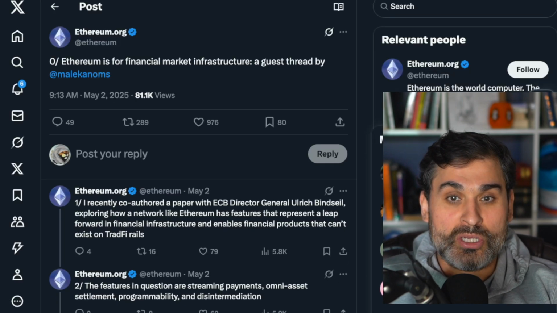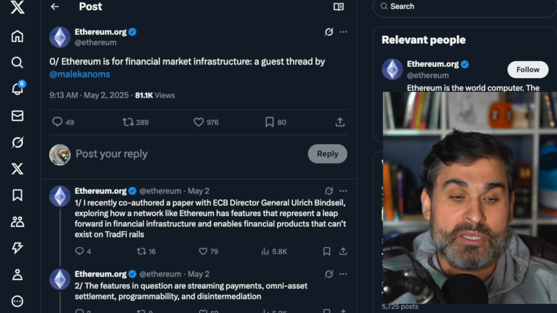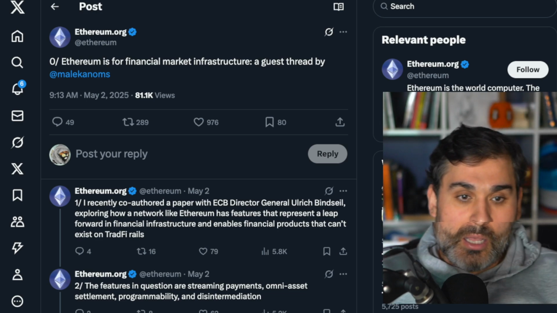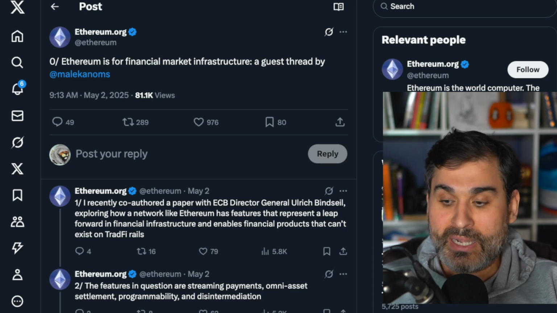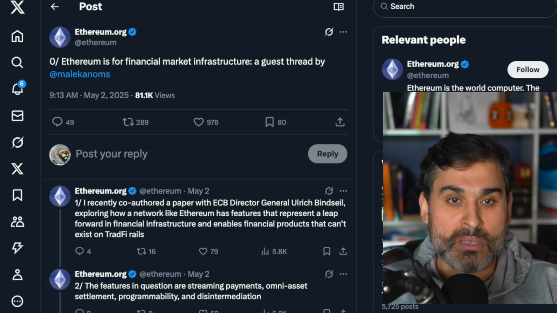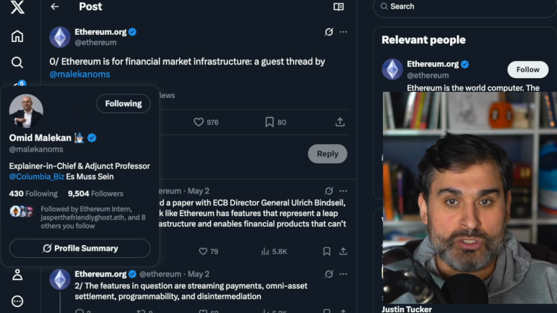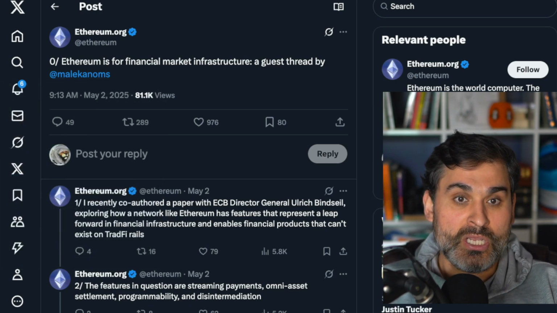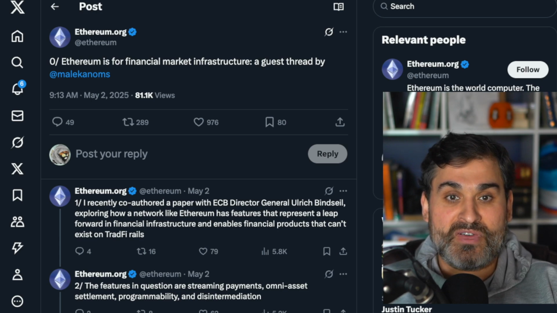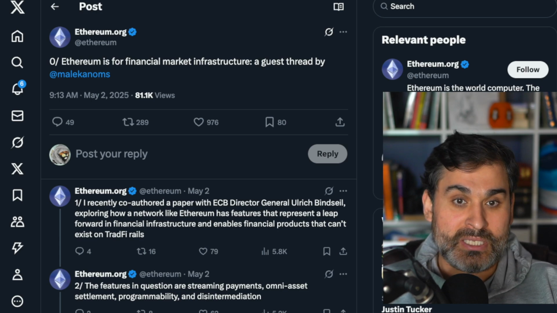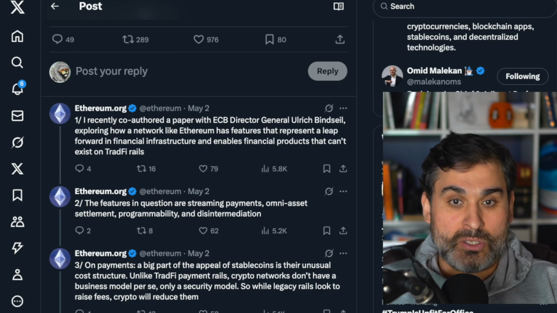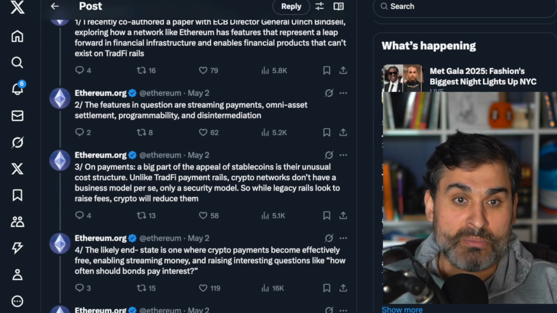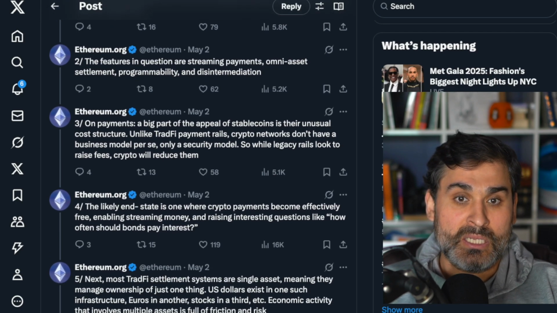Okay, Ethereum.org nowadays puts out these Twitter threads where different prominent members of the Ethereum community come and write guest pieces. People like Anthony Sassano wrote some. This one is from Omid, and you might have seen me mention him on Rocket Fuel before. So he says Ethereum is for financial market infrastructure, a guest thread. So he says, I recently co-authored a paper with the ECB, European Central Bank. He says questions such as streaming payments, omni-asset settlement, programmability, and disintermediation.